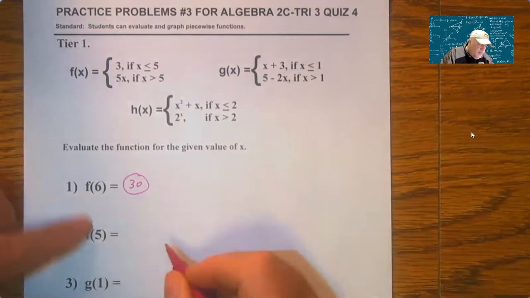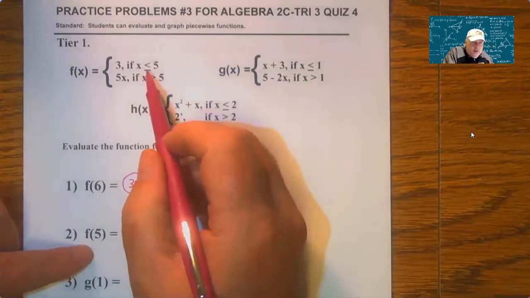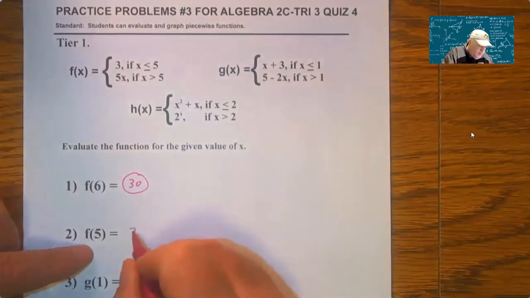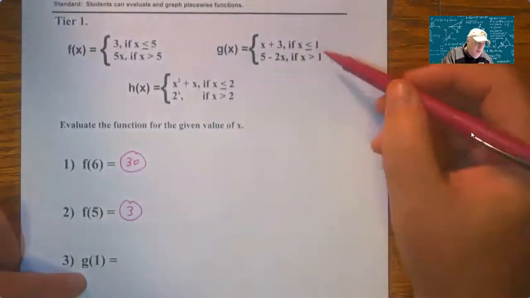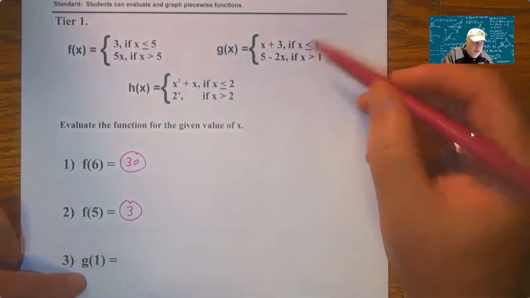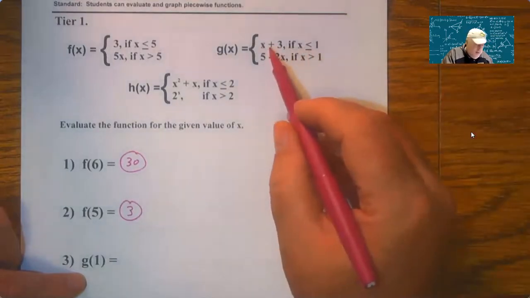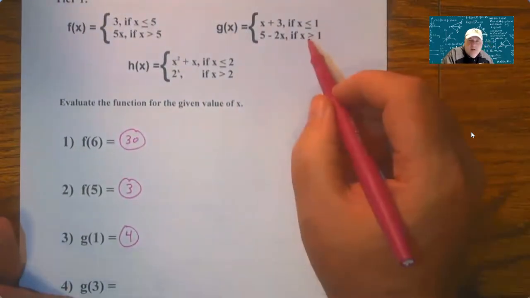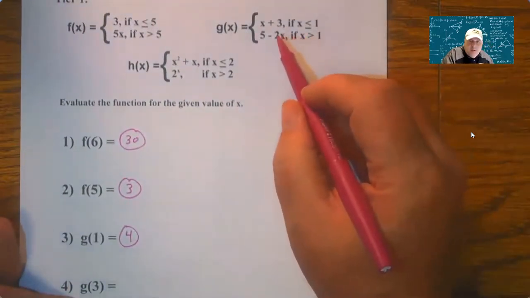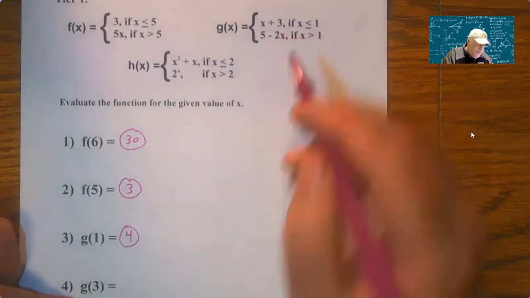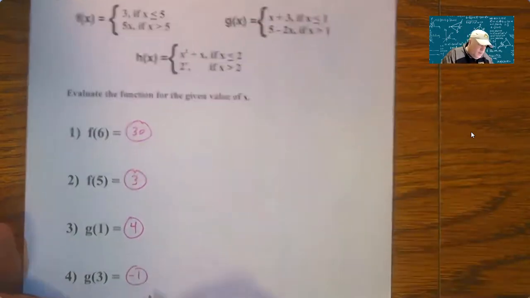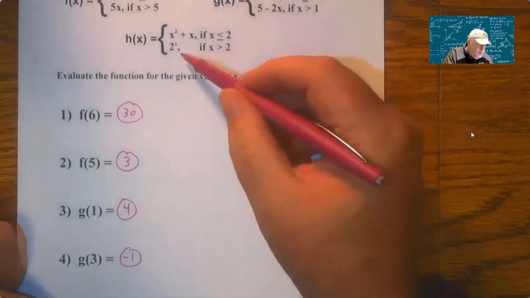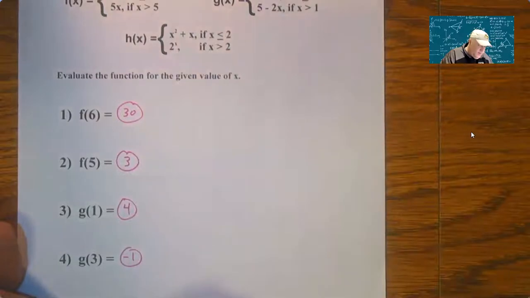6 times 5. F of 5, so that's less than or equal to 5, and then we can't put 5 in here because there's no x, so we just take the 3. G of 1, so 1 is less than or equal to 1, so we're going to substitute the 1 in the top. G of 3, okay, so 3 is greater than 1, so 5 minus 2 times 3, 5 minus 6, negative 1. H of 4. So 4 is greater than 2, so 2 to the 4th power is 16.